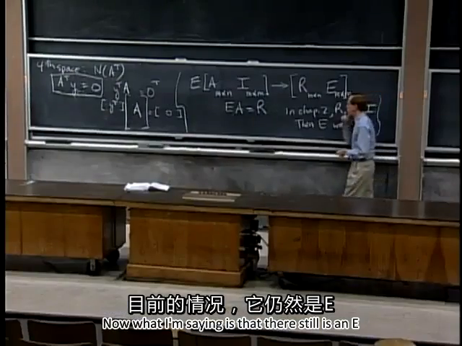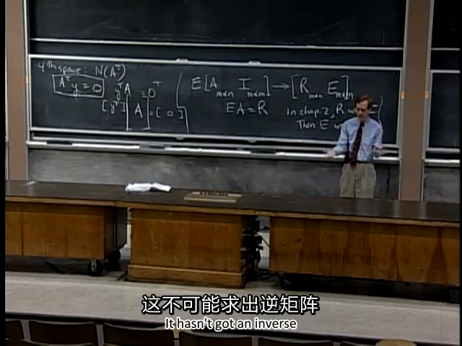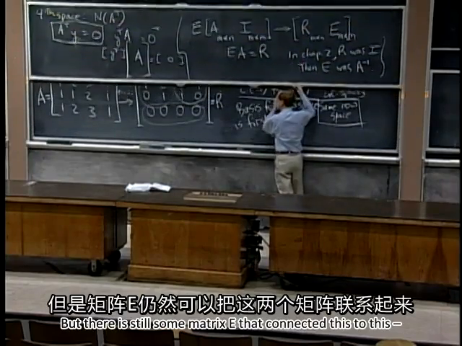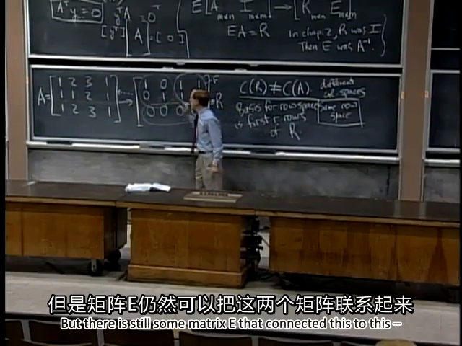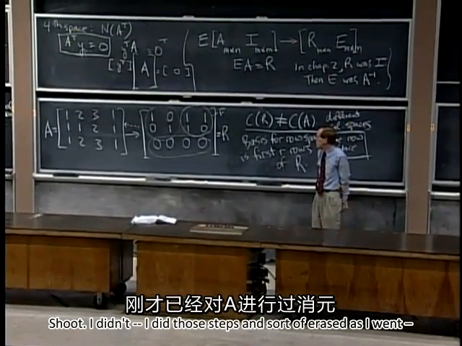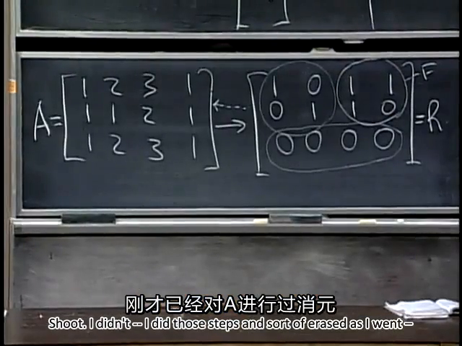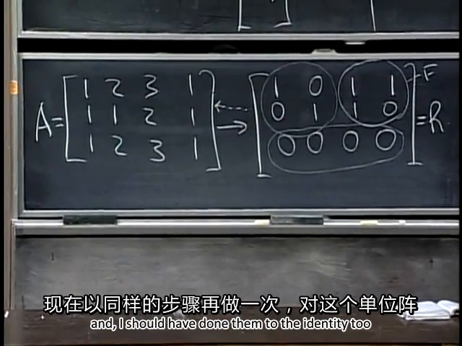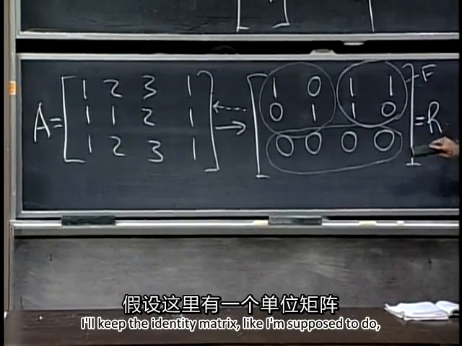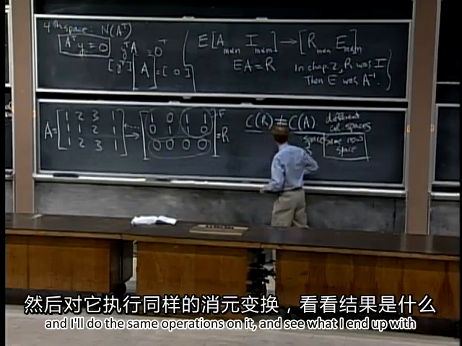Now, what I'm saying is that there still is an E. It's not A inverse anymore because A is rectangular. It hasn't got an inverse. But there is still some matrix E that connected this to this. Oh, I should have figured out in advance what it was. Shoot. I did those steps and sort of erased as I went. And I should have done them to the identity too. Can I do that? I'll keep the identity matrix like I'm supposed to do, and I'll do the same operations on it and see what I end up with.